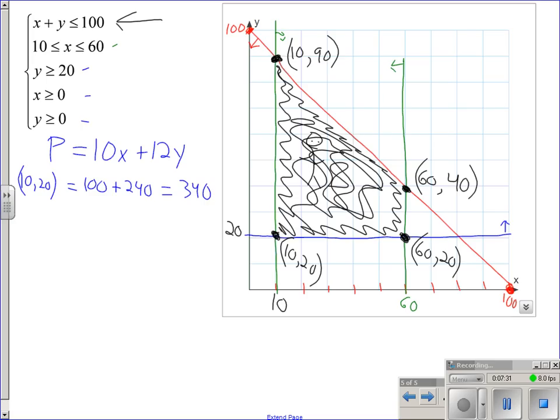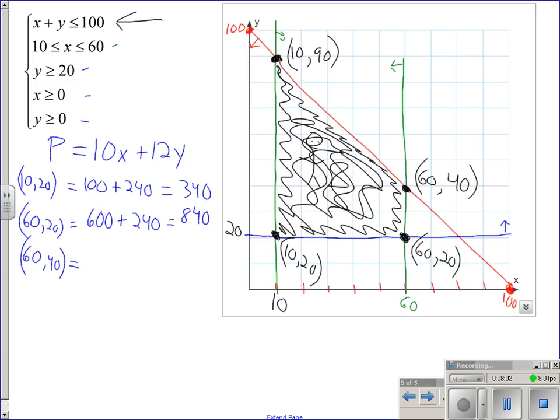Okay? For the next point, it doesn't matter the order you go in, 60, 20, that is going to equal 600 plus 240, which is 840. All right, so you can already see that this is better than the first point. Let's go to the next one, 60, 40. And when you're doing this, I highly recommend just picking a point and then just going around your feasible region so you make sure you cover all of the points.